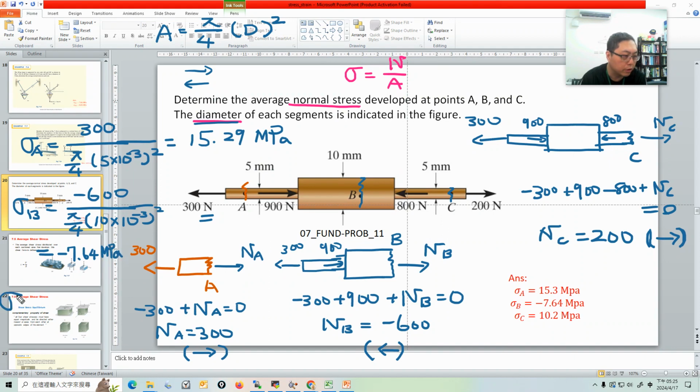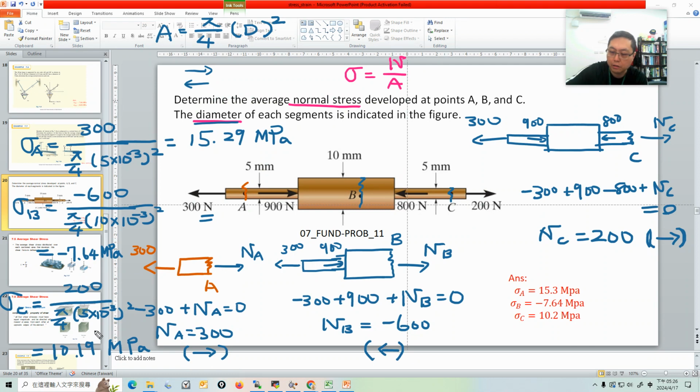So what's the stress at C? It's 200 over pi over 4 times 10 to the power minus 3, squared. So what's the value? 3.14 divided by 4, times 25, inverse, times 200. So it's 10.19 megapascal. Okay, so I think that's the answer.